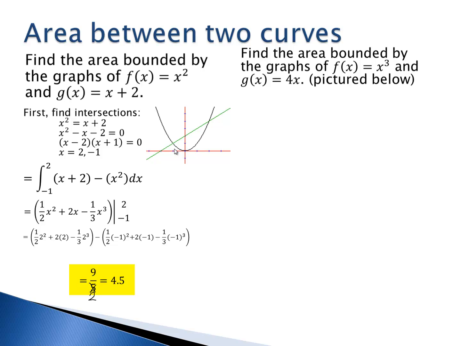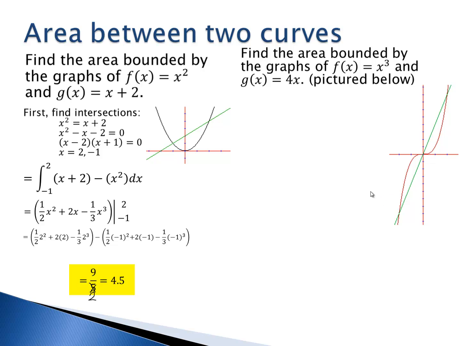Okay. So one more that I'll let you try here. Area bounded by the graphs of x cubed and 4x. And I'll go ahead and give you the graph on this one. All right, there's x cubed in red. Okay, our S-curve type graph. And then there's 4x in green. So a line with a slope of 4 going straight through the origin there.